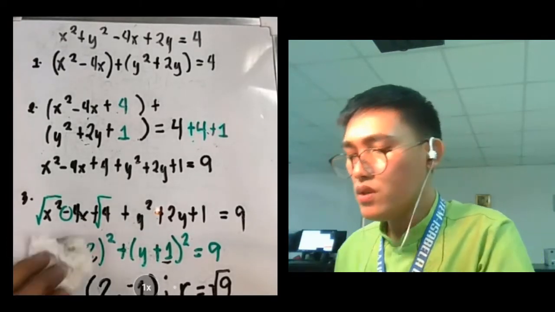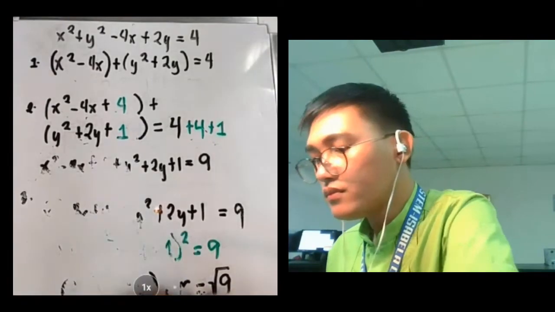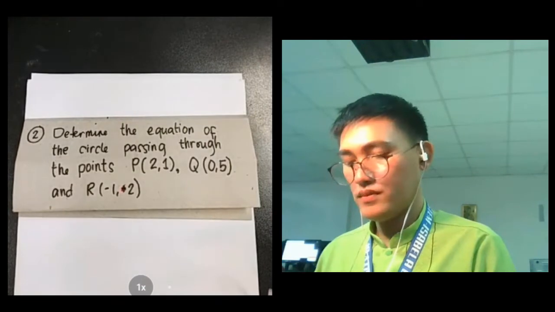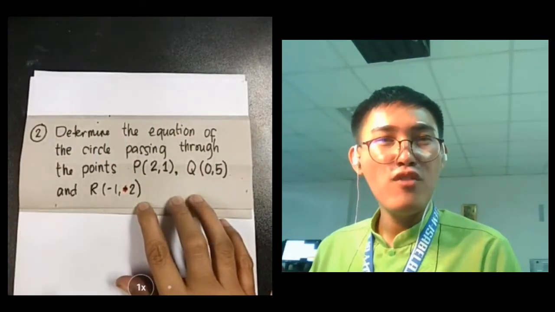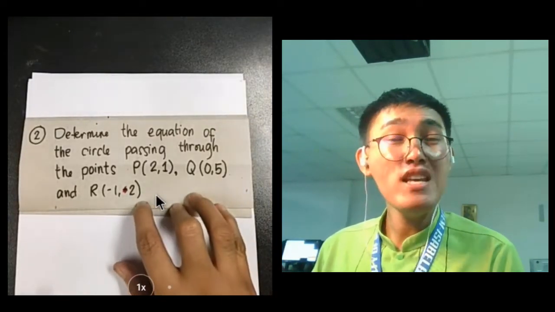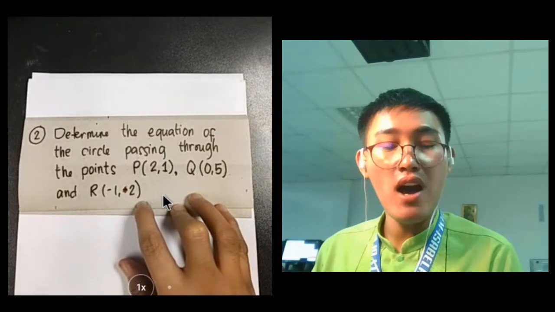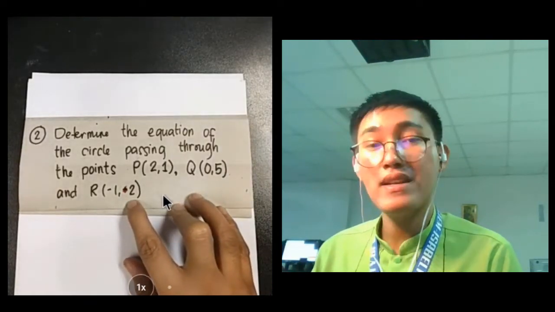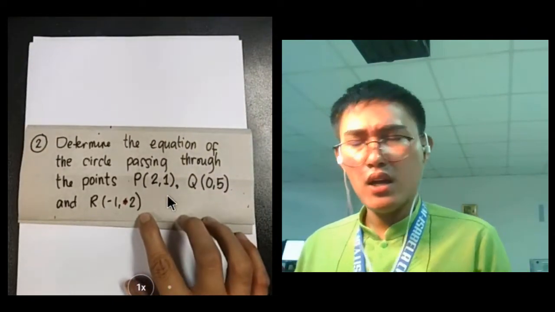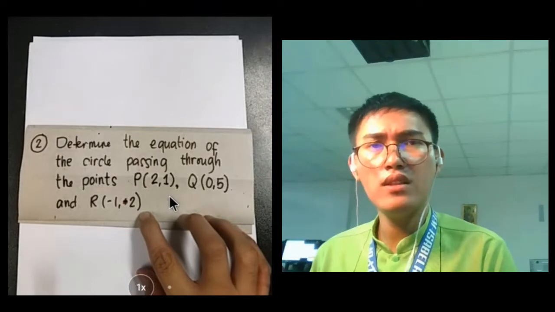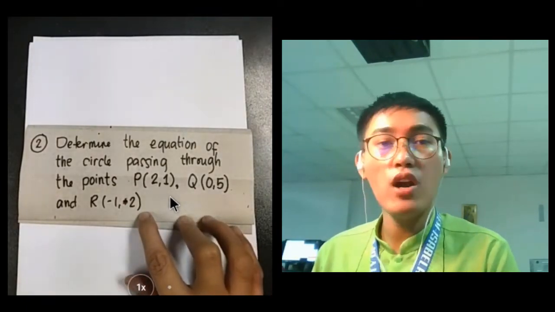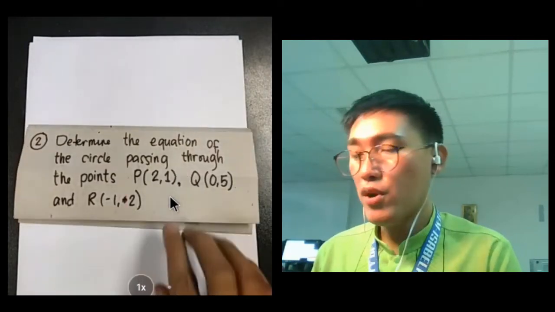So let's go to the second example. Let me erase this first. Alright, for problem number 2, we have here: determine the equation of the circle passing through the points P (2, 1), Q (0, 5), and R (negative 1, positive 2). Okay, it's positive 2. Right, let's review. What are we going to do here? The usual given when we are solving the equation is there is a center and there is a radius, but this time there are given points, point P, point Q, and point R.